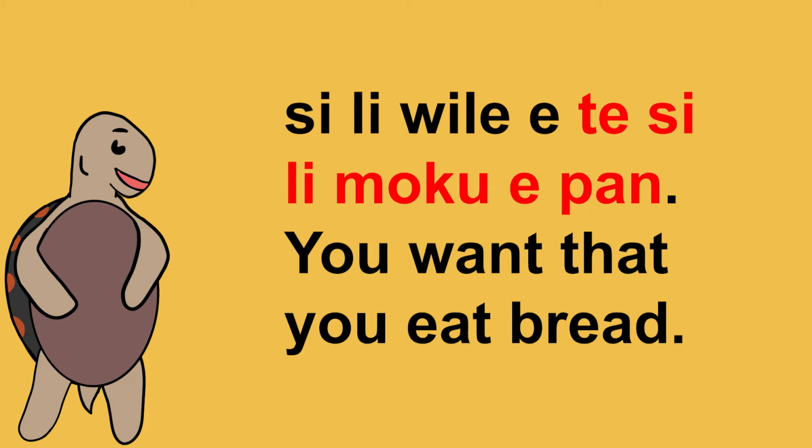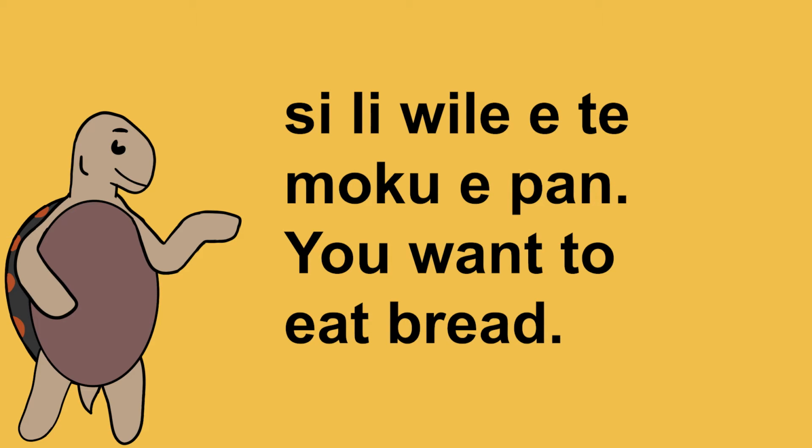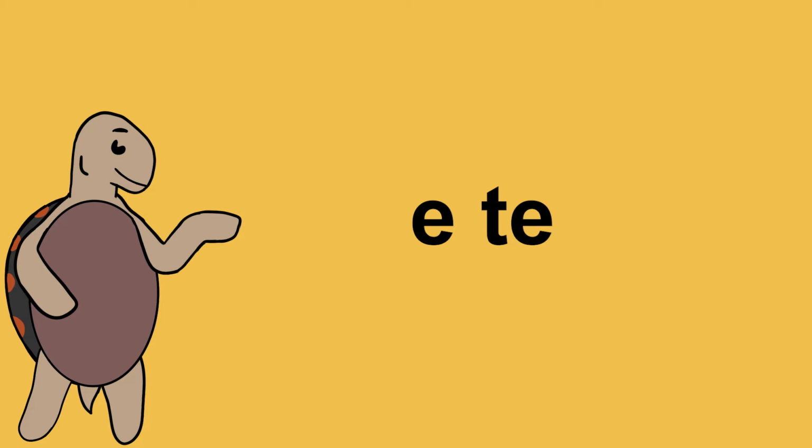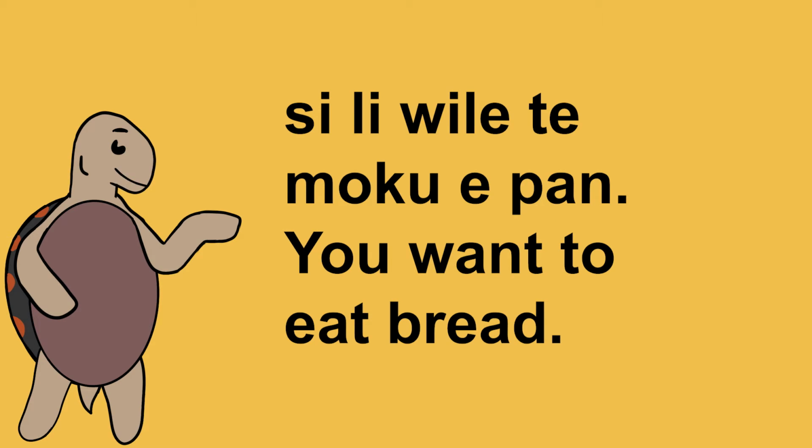However, remember that sentences and clauses can be subjectless. Our earlier sentence, sili wile e te sili moko e pan, can be written as sili wile e te moko e pan, where the noun clause is essentially a subjectless infinitive to eat bread. And the sentence is you want to eat bread. And when te is after e, you can also drop the e to make the sentence even simpler. Sili wile te moko e pan.